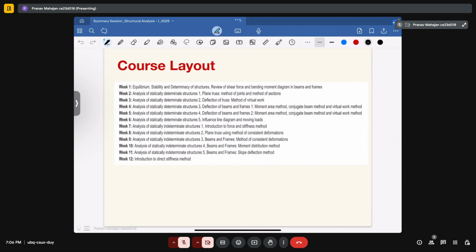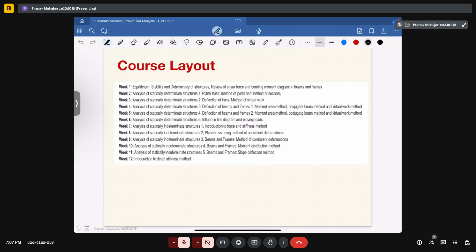For truss, we use method of consistent deformation, which is also based upon, you can say, principle of virtual work. After that, we have seen for beams and frames, you have slope deflection method, you have moment distribution method, you have method of consistent deformation. So these are the methods that are available for the analysis of beams and frames.